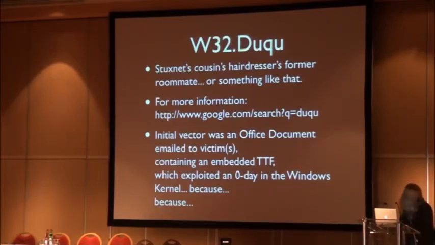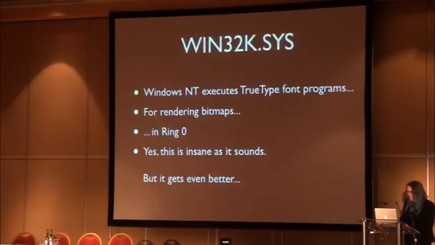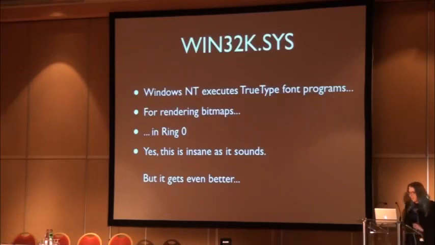So they did say that the initial vector was a Microsoft Office Word document that had an embedded font in it, which exploited the font rendering engine in the Windows kernel, because the Windows kernel renders fonts in kernel space in ring 0 for drawing pictures, and it seems kind of insane.